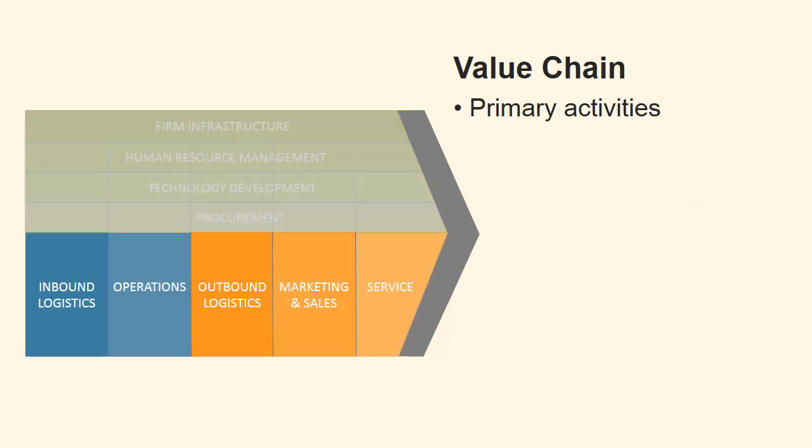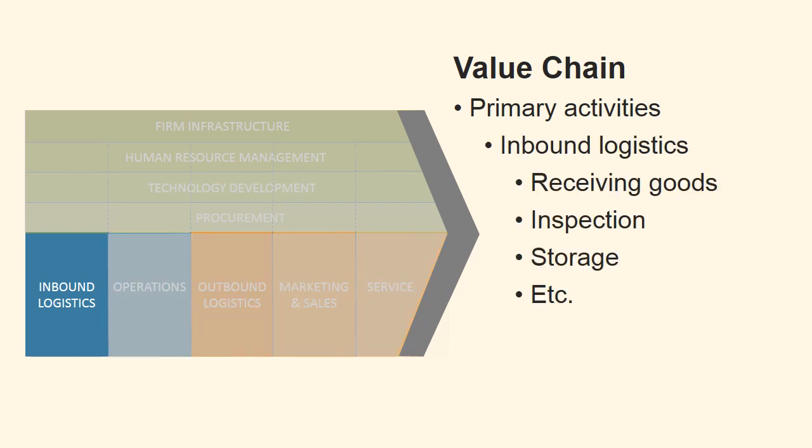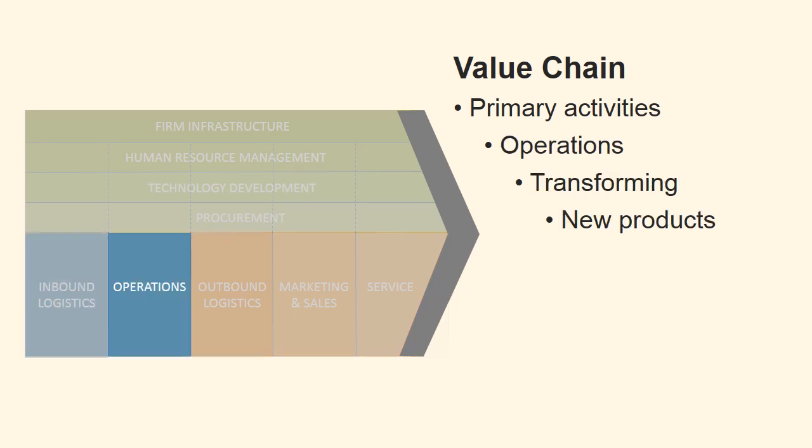The primary activities consist of the 5 activities at the bottom of the model, which is inbound logistics, operations, outbound logistics, marketing and sales, and service. Each of these activities is discussed in the following. Inbound logistics can consist of receiving goods, inspections, storage, receiving return goods, etc. Operations include activities associated with transforming raw materials and components into new products.